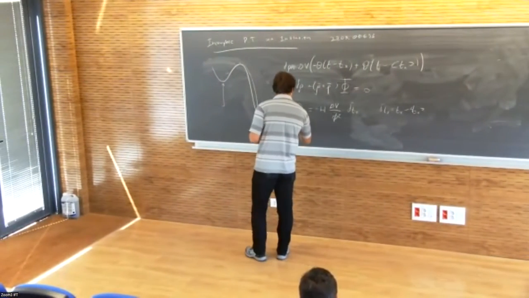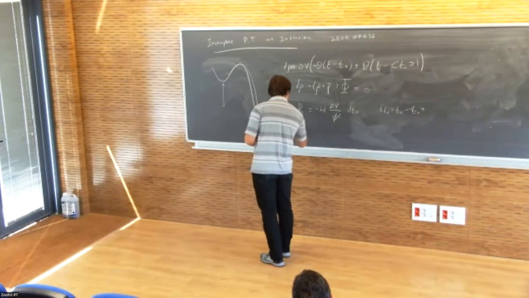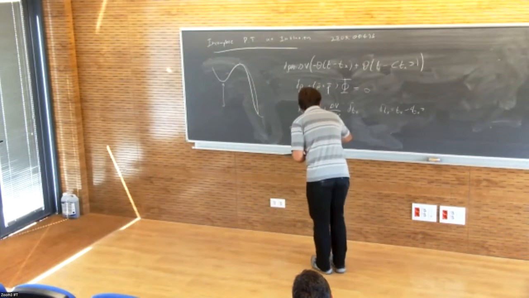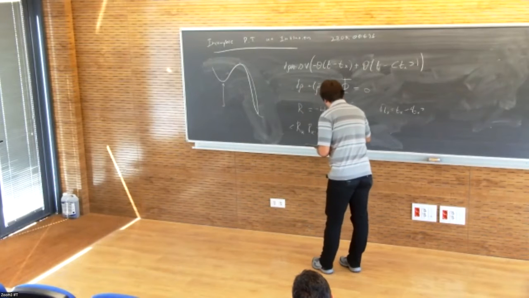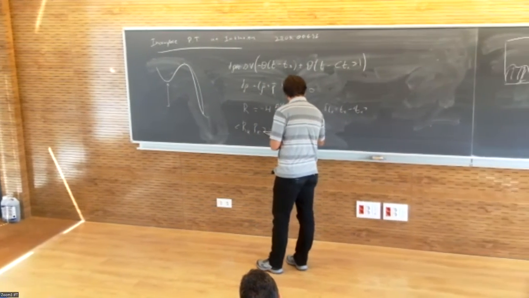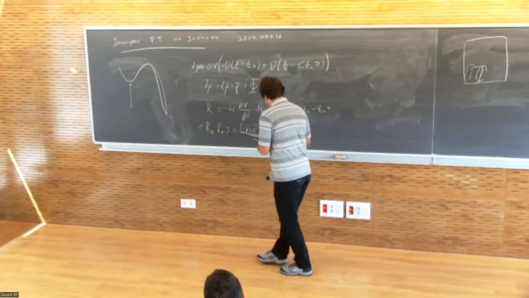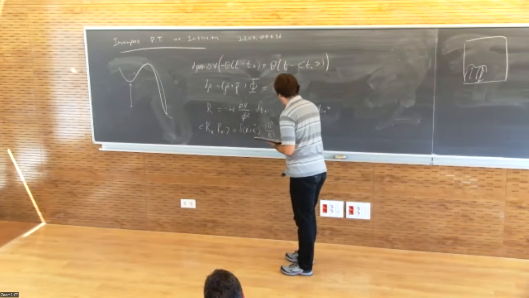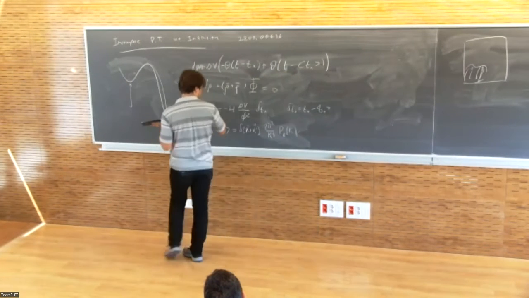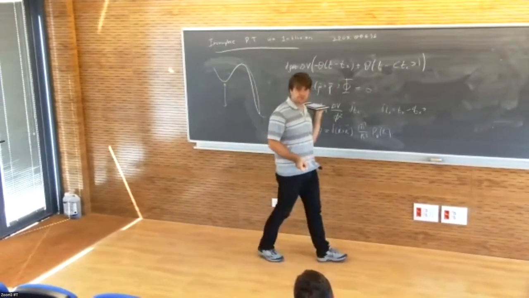At the end of the day, we want to compute for a certain k, R_k R_k prime, and this will give us the power spectrum. This is how we define the power spectrum, but at the end of the day, we just have to take this and Fourier transform it.